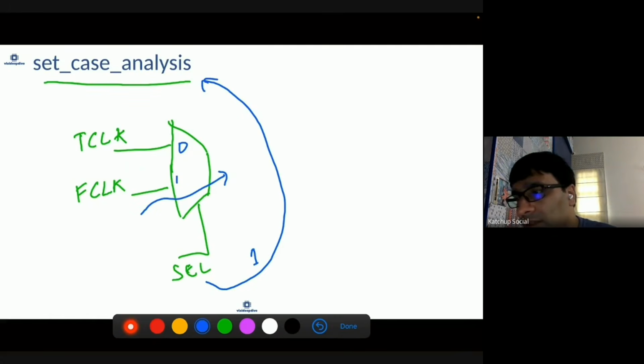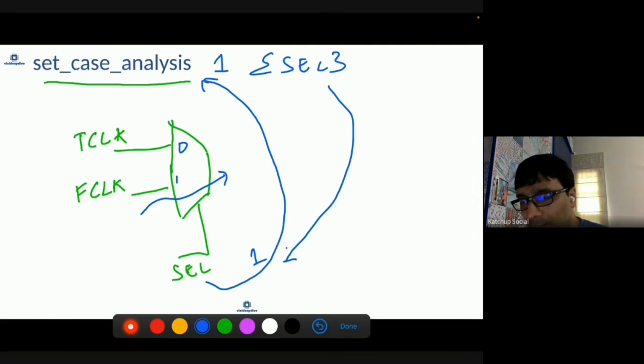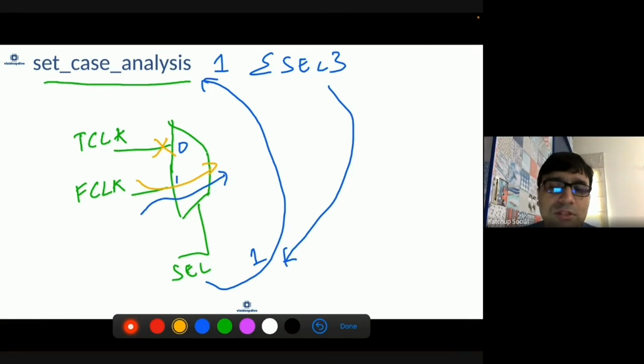So you can say set case analysis 1 on select. You have not connected select to 1 in the netlist. You've just added a constraint command, set case analysis 1, on this select. Now the STA tool will assume that this select is 1, and because of that, the test clock will not propagate and only the F clock will propagate. So this can be used for specific mode selection, or to set certain nets to a constant value, which may or may not be constant in the netlist.